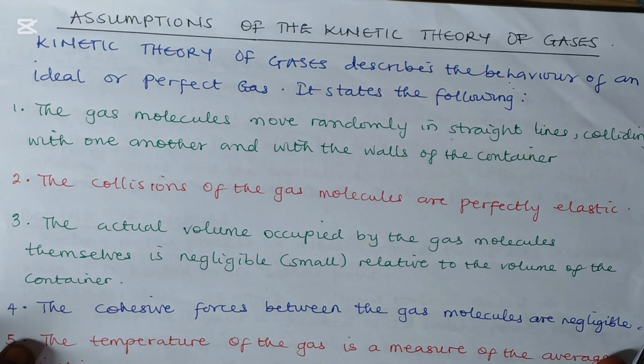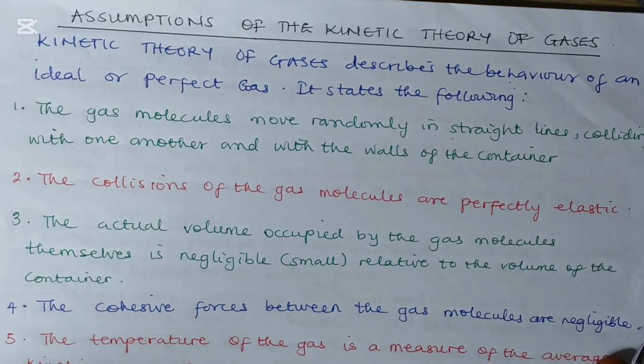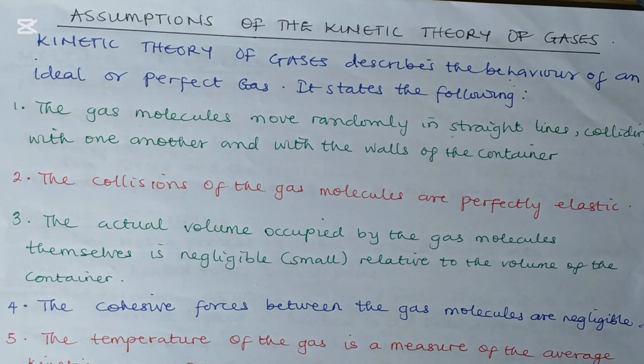Now, looking at the assumptions of the kinetic theory of gases, it states the following. The first one: the gas molecules move randomly in straight lines, colliding with one another and with the walls of their container. The second theory states that the collisions of the gas molecules are perfectly elastic. Now I'm going to explain the first one. Gas molecules move randomly in straight lines, colliding with one another and with the walls of the container.